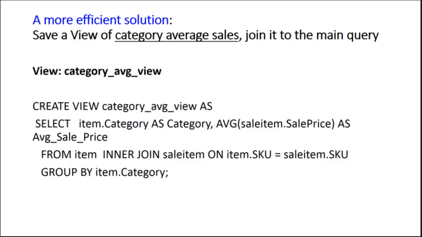In fact, the first line, CREATE VIEW, works in MySQL and many database management systems. The body of the query is just like any other query: selecting category and average price of category from the tables item and sale item, grouping them because we have an aggregate function, and then saving this. We will reference this view in our main query.